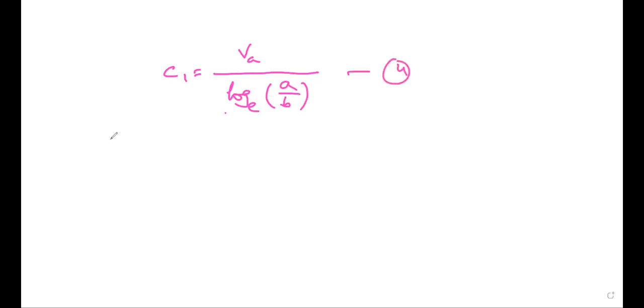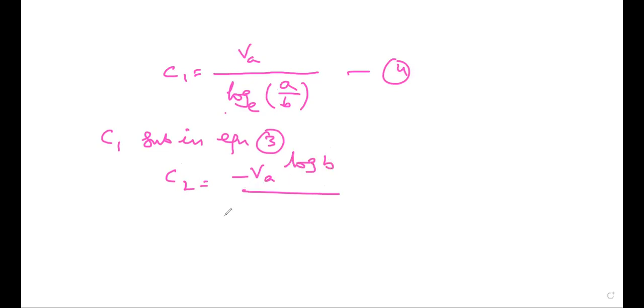This is equation 4. The value of c1 is substituted in equation 3. We will get the constant c2 is equal to minus VA log b by log base e of a by b. This is equation 5. From equations 4 and 5, the integration constants are substituted in equation 1.